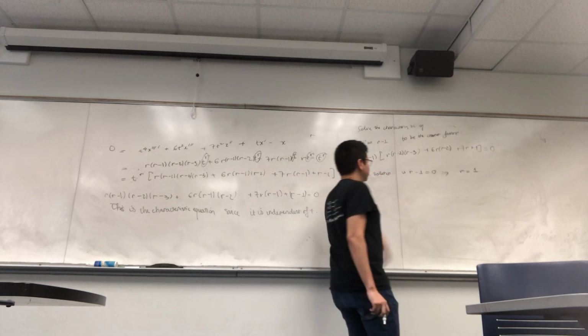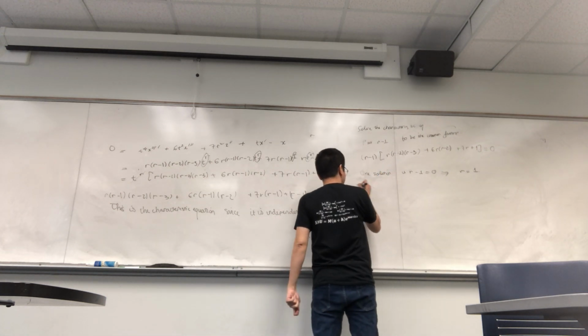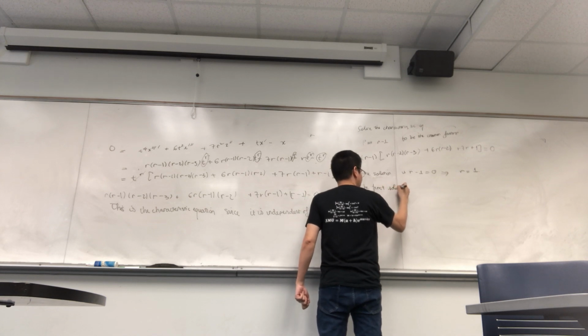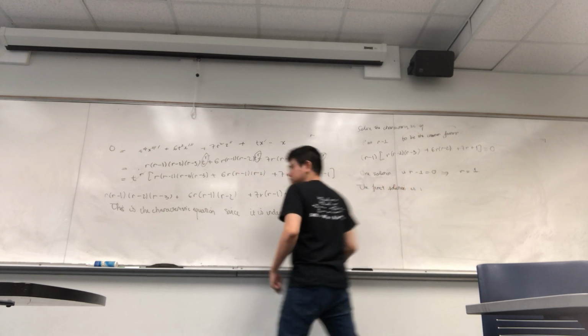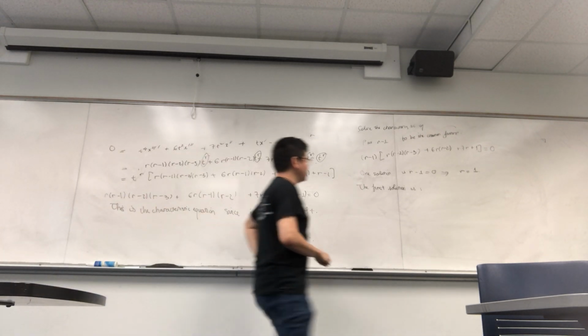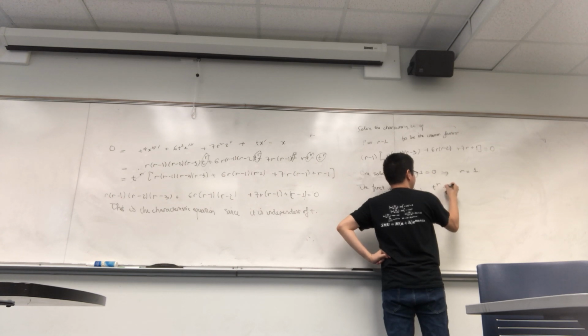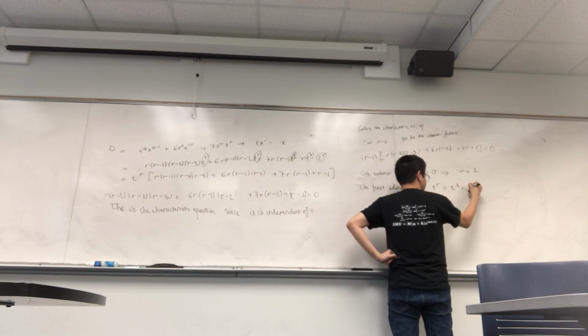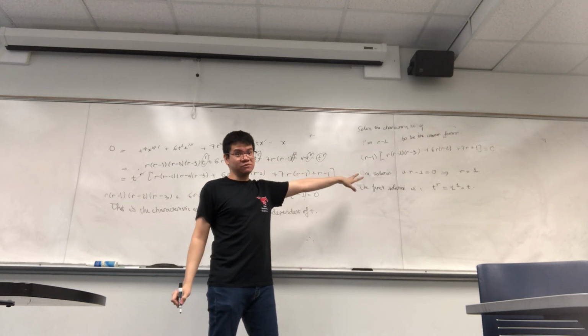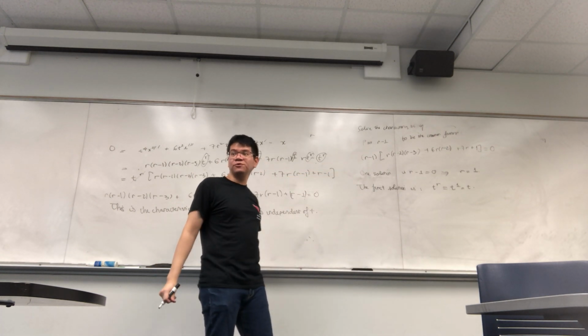So what is the first solution for this equation? The first solution should be t to the r, and this is t to the 1, which is t. Right? But we have to find another 3 solutions because this is a fourth order polynomial equation.